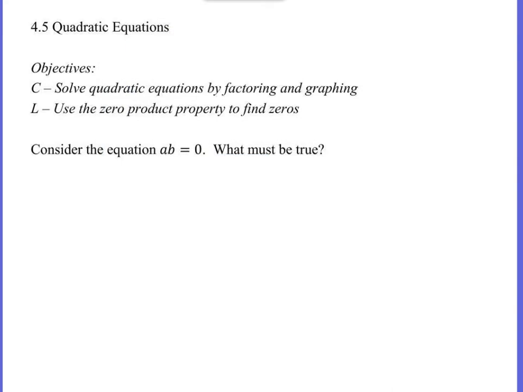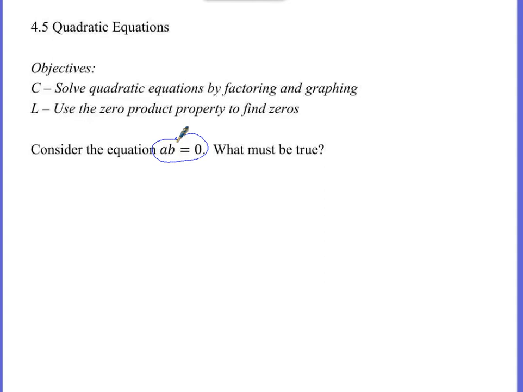Section 5 takes Section 4 and adds one thing to it. So if you understood 4, you should be pretty good with 5. Take a look at this equation right here. If that equation is true, then what can we say must be true? One of them has to be 0. Because the only way I can multiply two numbers together and get 0 is if one of those numbers, or both I guess, is 0.